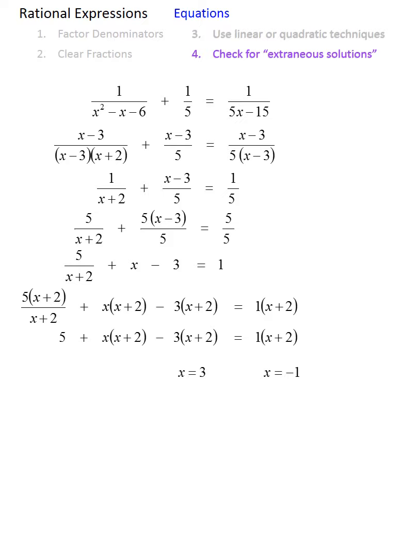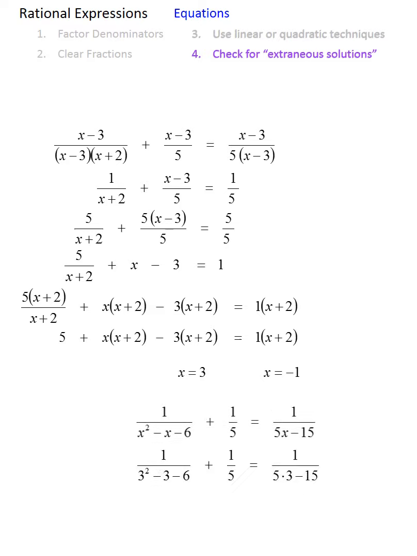In other words, we've gotten to the point where it says x equals 3 and x equals -1, but we need to confirm that those are in fact actually answers to the original problem. So I'm going to take my original problem and I'm going to start by checking 3. I'm going to plug 3 into every x and I'm going to work this out. Something strange happens here. It turns out this works out to 0.